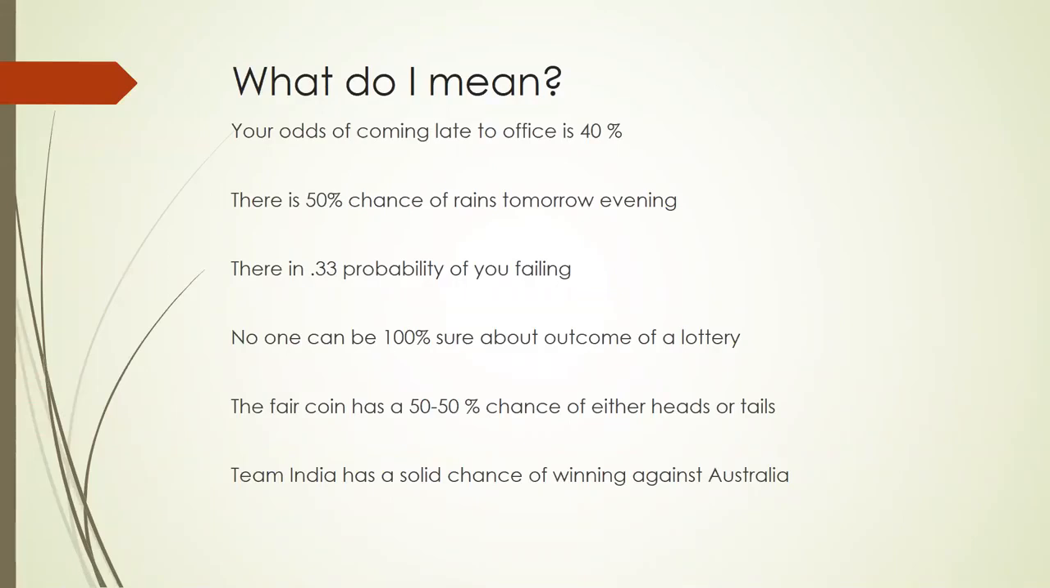Your odds of coming late to office is 40%. There is 50% chance of rains tomorrow evening. There is 0.33 probability of you failing. No one can be 100% sure about the outcome of the lottery. A fair coin has a 50-50% chance of either heads or tails. Team India has a solid chance of winning against Australia. So what do these sentences really signify? Anyone want to take a gander?